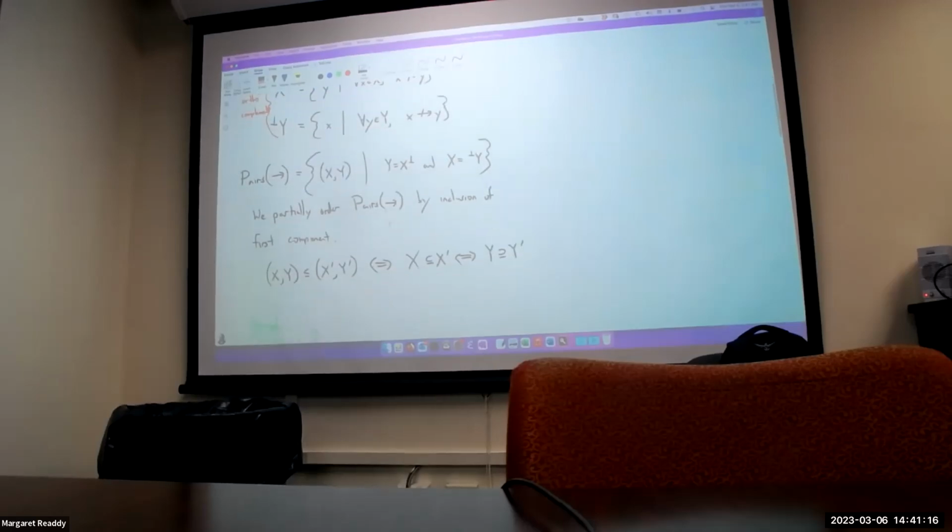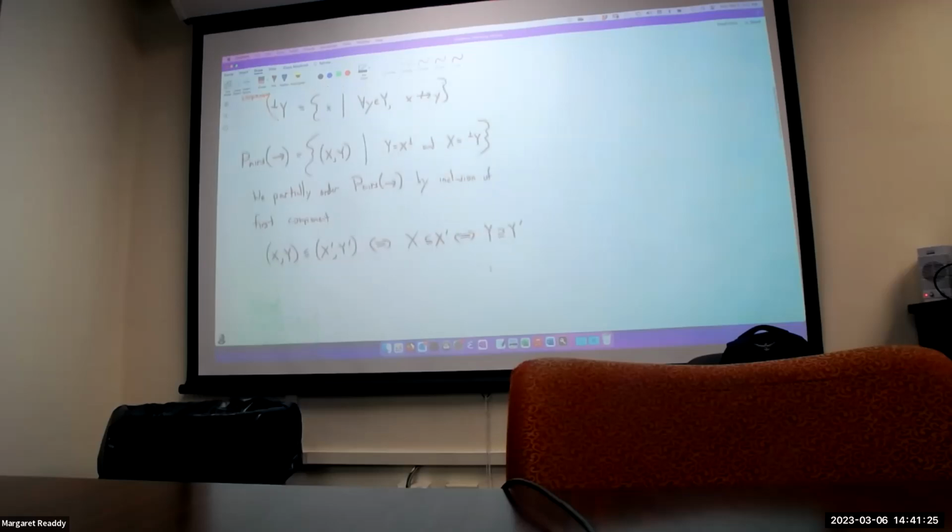And again, we order these by inclusion of the first component. So we say (X, Y) is less than or equal to (X', Y') if and only if X is contained in X', and at the same time, Y contains Y'. So, equivalence.